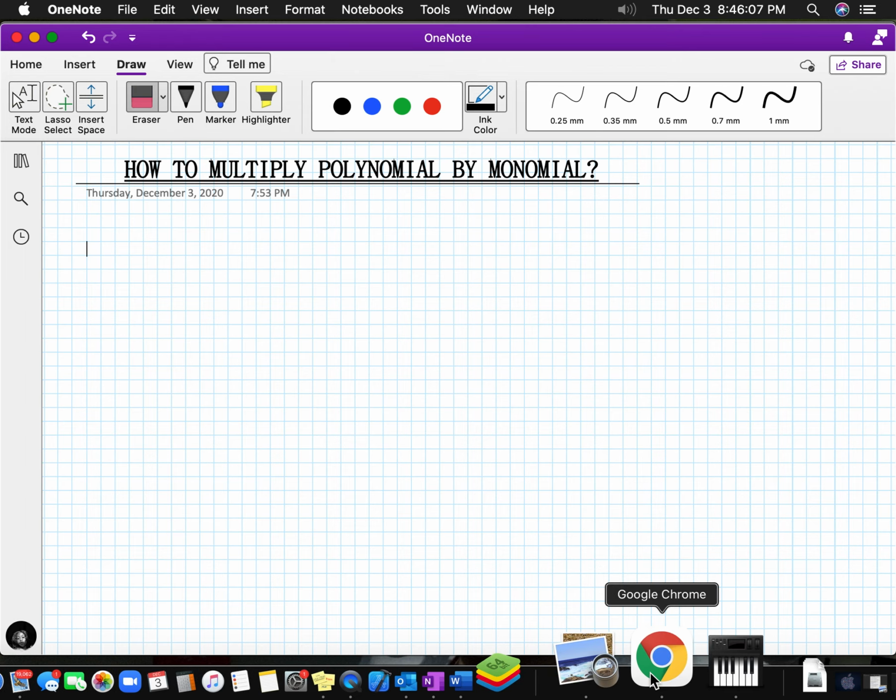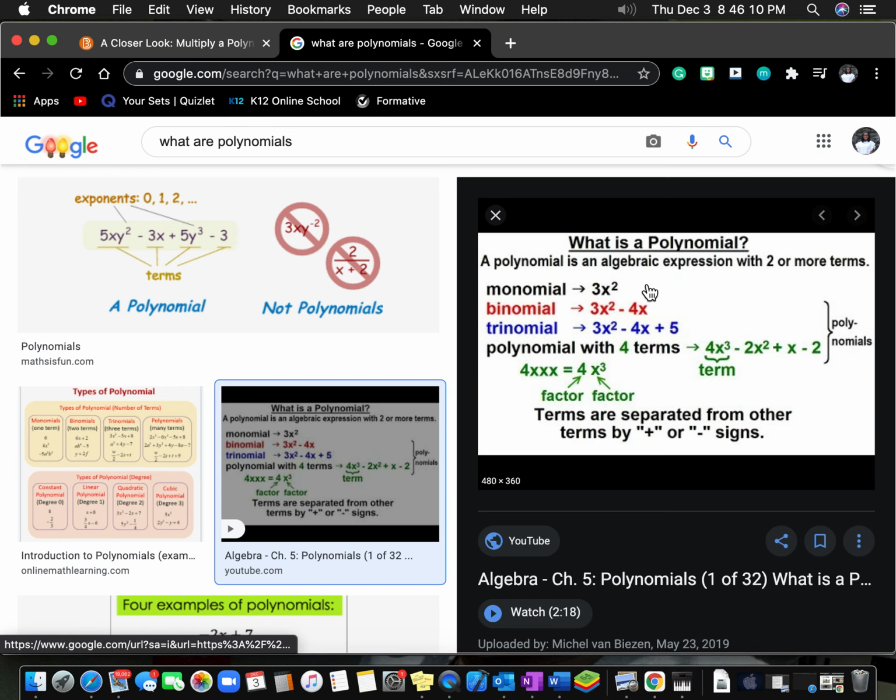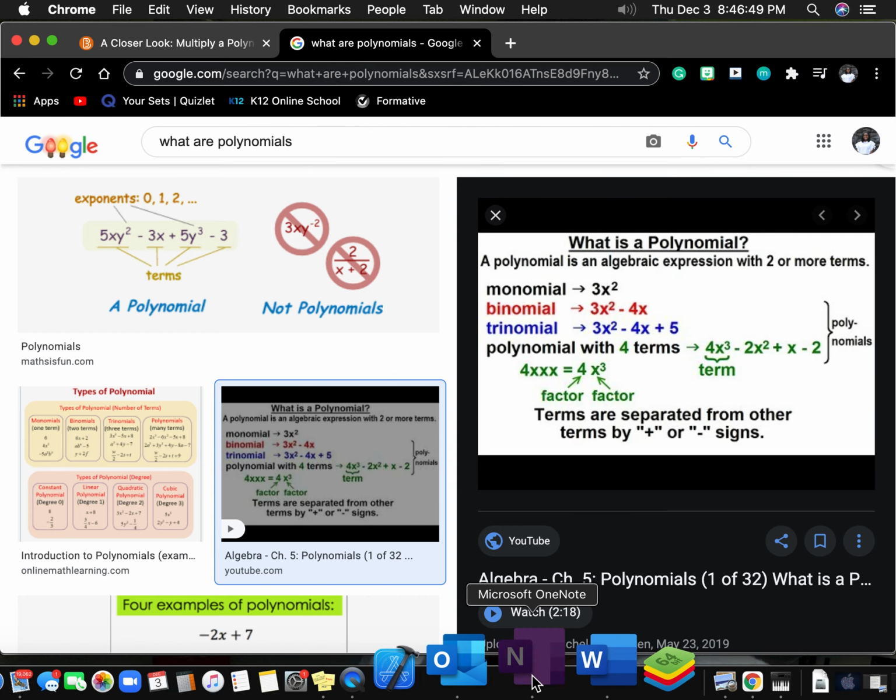So, according to our lesson, which I gave you the link on, a polynomial is an algebraic expression with two or more terms. As you can see here, that's an example of a monomial, which is one term. Polynomials, or binomials and trinomials, have two or more terms, like it says in the definition. So you have 3x squared minus 4x, or 4x cubed, which has one term. Then 2x squared is another one, x is the third one, and 2 is the fourth one. So, like I said, polynomials have two or more terms. Monomials have just one term.